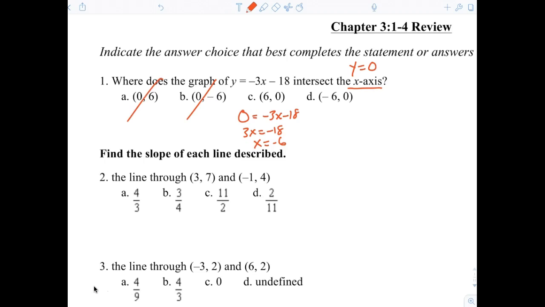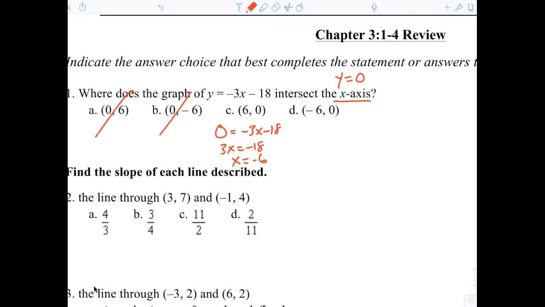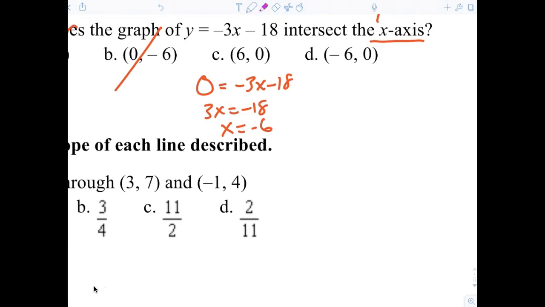Why is it the 3x? You put it's negative 3x and the other positive. Didn't I solve it? Yeah, but you said 3x equals negative 18. You didn't put 0 equals negative 3x minus 18, right? Yeah. So I moved the negative 3x to the left. Oh, okay. So x equals negative 6. Is everybody good with that? Yeah. So, of course, my answer is D.